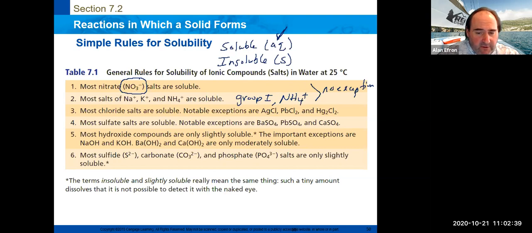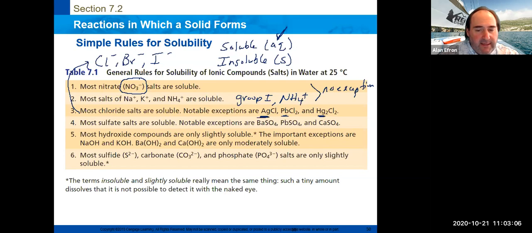Now, most chlorides are soluble, and in addition to chlorides, bromides and iodides are all the same. Any of those halogens, for the most part, chlorine, bromine, iodine, are soluble. But there are three exceptions. The three exceptions are when one of those hooks up with silver, lead 2, or mercury 1.